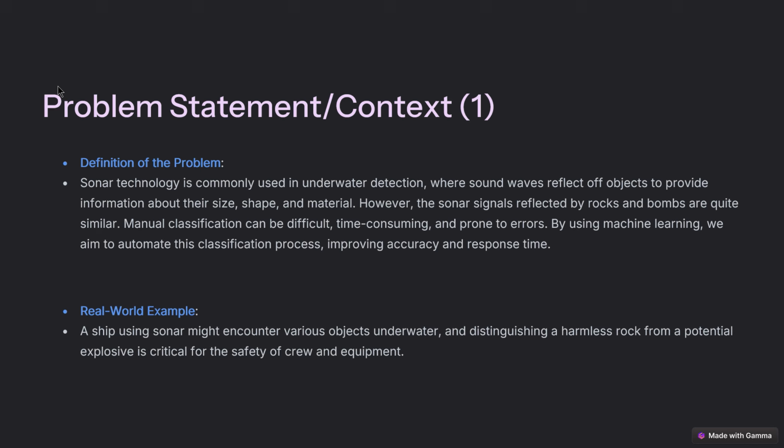Problem statement. The main problem here is that sonar signals from rocks and bombs are very similar, which makes it hard for humans to tell them apart manually. This process can take a long time and might lead to errors. So by using AI, I aim to automate the classification of sonar signals, making the process faster and more accurate. For example, a ship might use sonar to navigate the ocean, and it's important for the crew to know whether they are facing a harmless rock or a dangerous bomb.